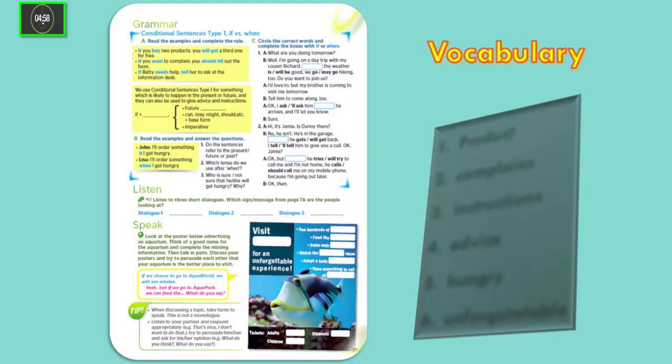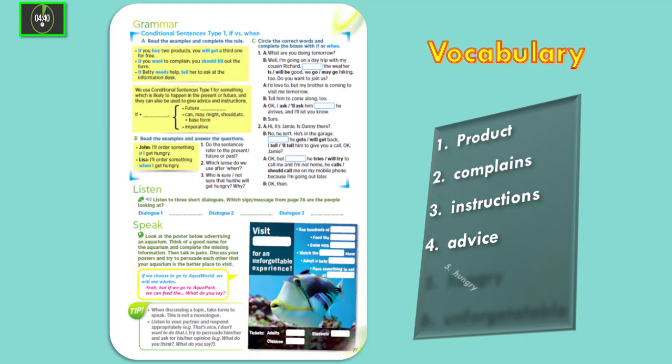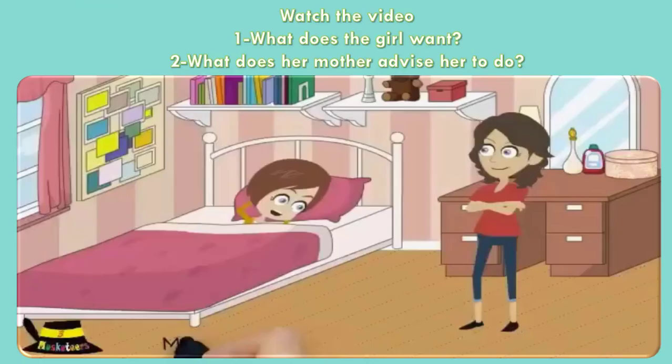This is the page we are going to study, and these are some of the vocabulary we are going to discuss today. First, we have product, then complaints. After that, instructions, advice, hungry, and unforgettable. Now let's watch the video together. What does the girl want, and what does her mother advise her to do?